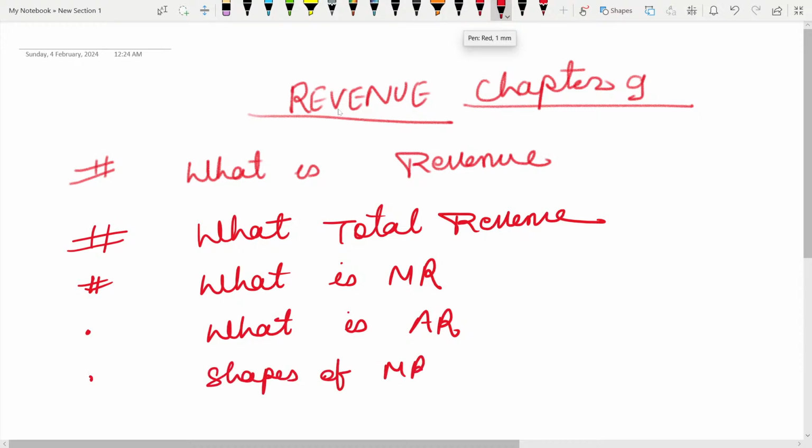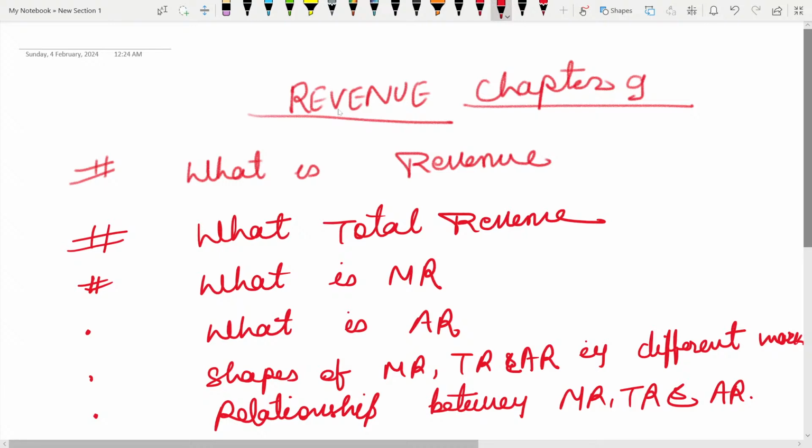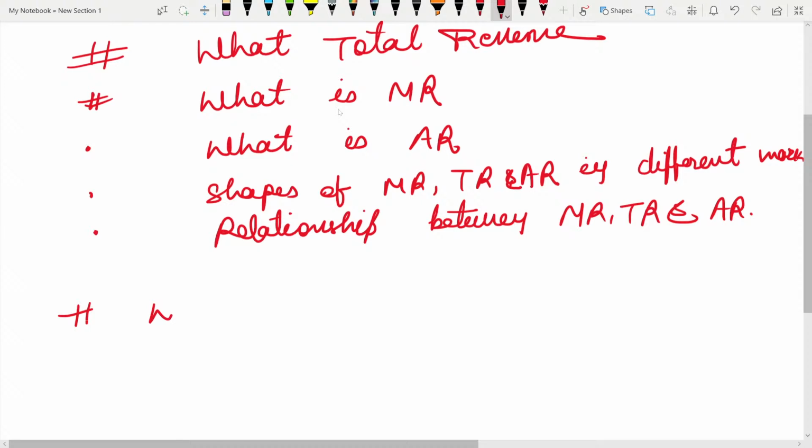And then we will talk about the shapes of MR, TR, and AR in different markets. And lastly, we will talk about the relationship between MR, TR, and AR. Okay, so talking about the first topic, what is revenue?